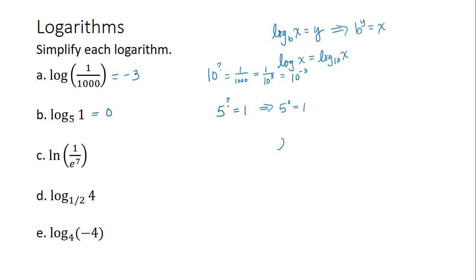Natural log is understood to be log to the base e of x. So this means what is the exponent of e that produces the argument? Well, 1 divided by e to the 7 is the same thing as e to the negative 7. So the exponent of e that gives us 1 over e to the 7 is negative 7.